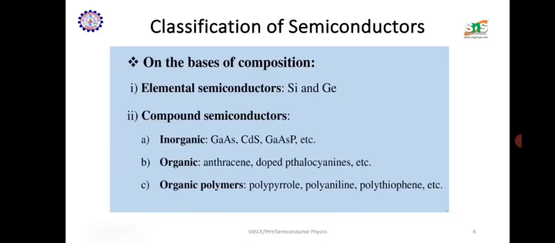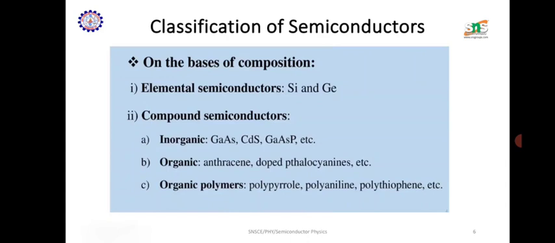Then the classification of semiconductors. Here also we have two types: on the basis of composition of the material, we can classify into elemental semiconductors and compound semiconductors. Elemental semiconductors are also called indirect band gap semiconductors, and examples are silicon and germanium.